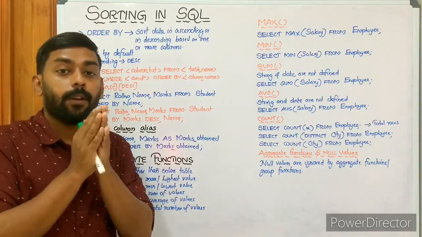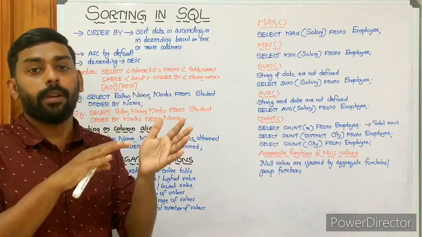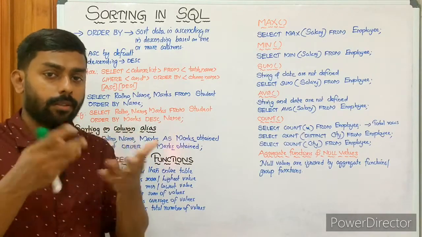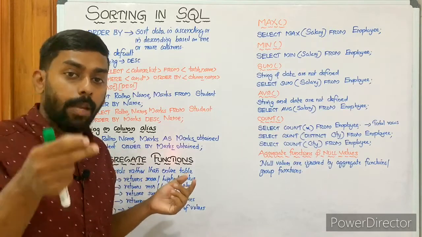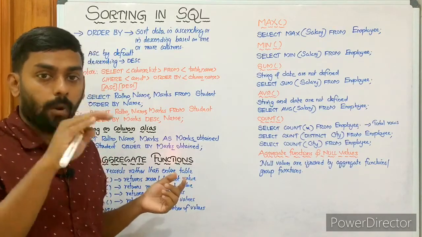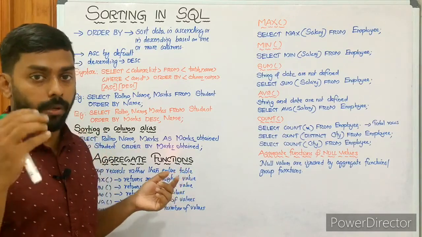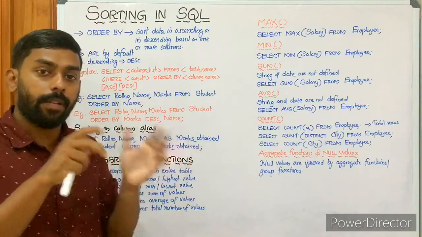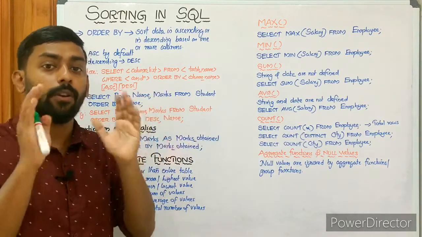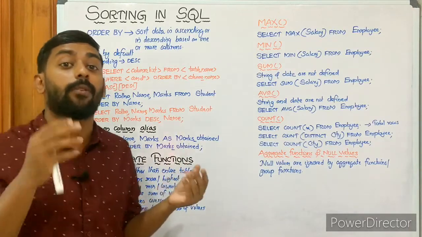Okay, the first ones are min and max. Max means maximum or largest value. It can be applied to numeric, it can be applied to date, and string as well. Then min is used for returning the minimum or lowest value, which can be applied to numeric values, string values, and date values. Then sum and average. Sum is used to get the sum and average is to get the average, and they can be applied only to numeric values. Then count returns the total number of elements, the total number of values.